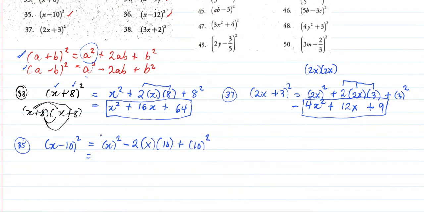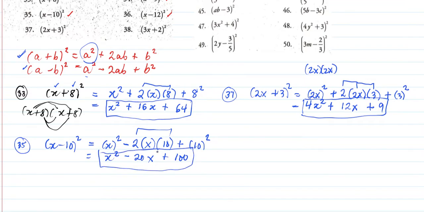Okay? And then, let's simplify. X squared, and then 2 times 10. Do not forget the minus there, 2 times 10. That will become minus 20x. Minus 20x. And then 10 squared, that's 100. And there you go. This is our expanded form.